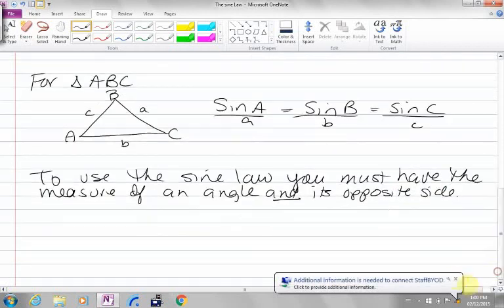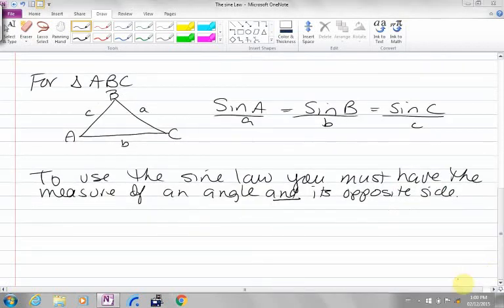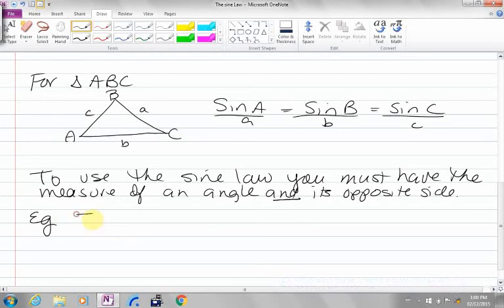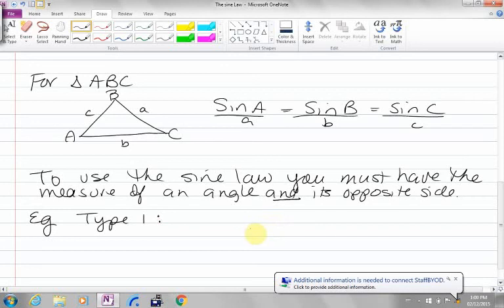So if you have that, then you can use the sine law. So let's try. Now there's basically two types of problems. So this would be a type 1 problem, not that it really makes a big difference, but where you're given two sides. Do you need to measure two angles?